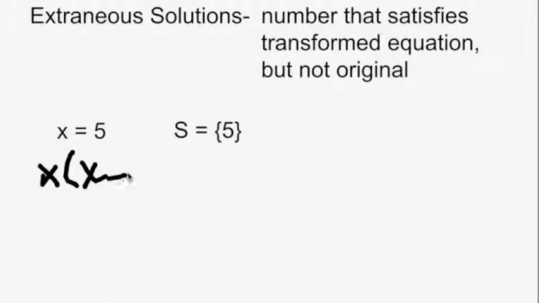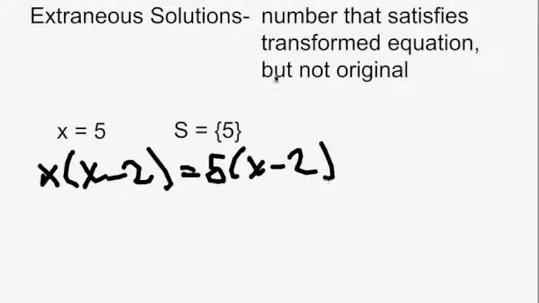One thing you need to be careful of is extraneous solutions. Extraneous solutions are numbers that satisfy a transformed equation, but not the original. So consider the equation x equals 5. You know that because x equals 5, the solution set is 5. But if you multiply both sides of the equation by the expression x minus 2, so you get x times x minus 2 equals 5 times x minus 2, 5 is still a solution, it satisfies the equation.